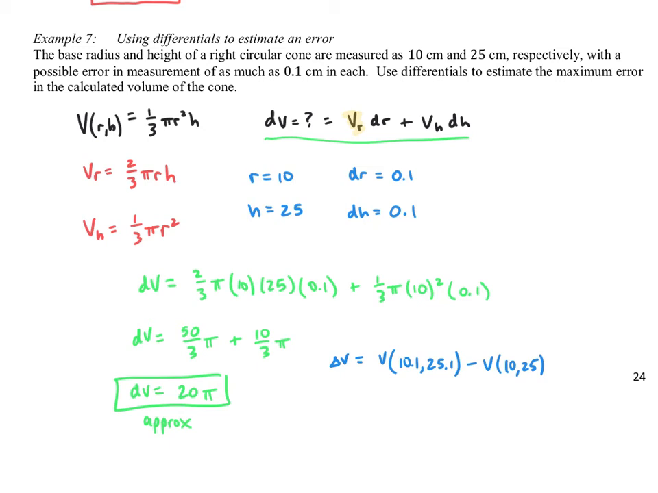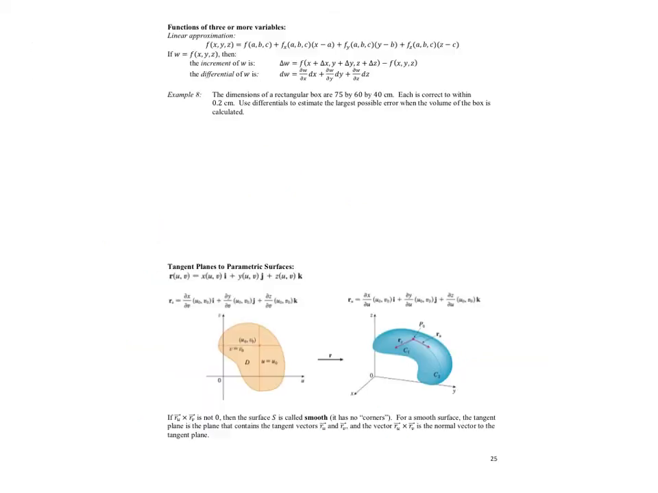Okay, so I left the pi in just so we could compare these. So I get 20.150 pi. So there we go. That's going to be our actual. So pretty close. Good estimate. Okay, let's go on to the next page.